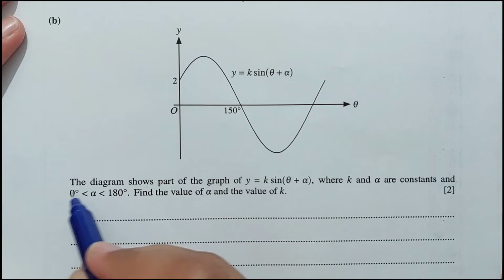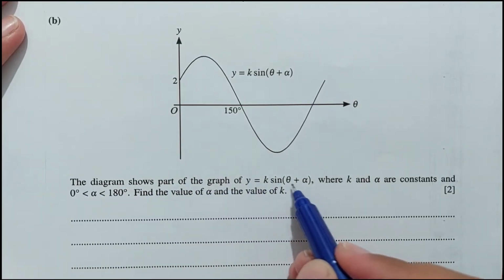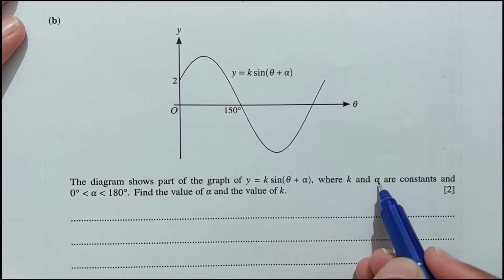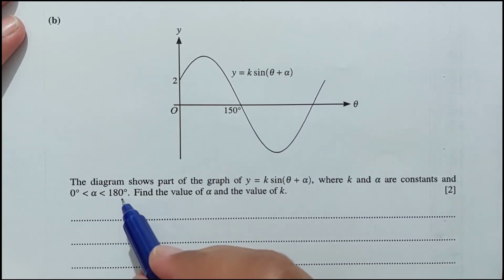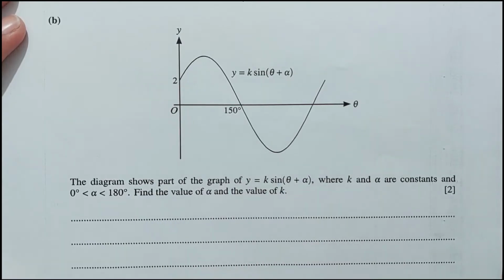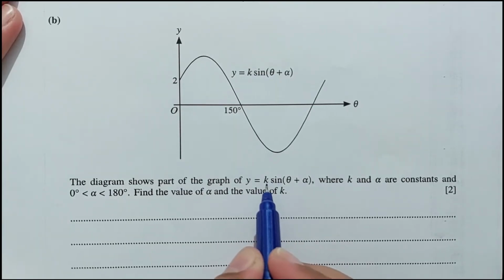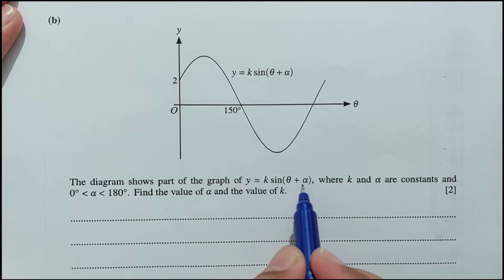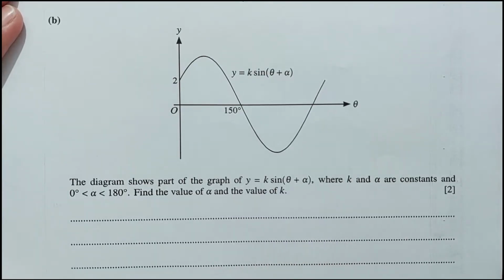Now for part B, the diagram shows part of the graph of y equals k sine of theta plus alpha, where k and alpha are constants and alpha is between 0 to 180 degrees. All right. Find the value of alpha and the value of k. Okay. So this is a sinusoidal function. K is basically the amplitude that we have to calculate, and alpha is the phase shift, the starting point of the sinusoidal function.